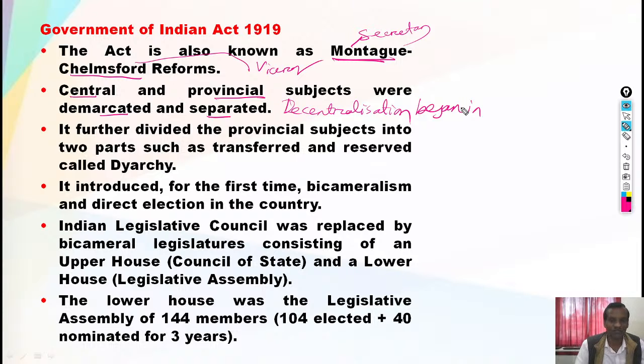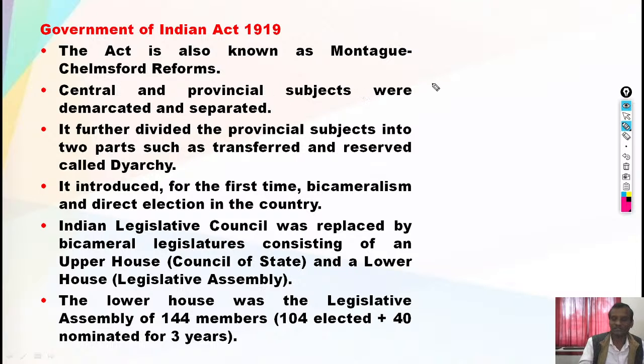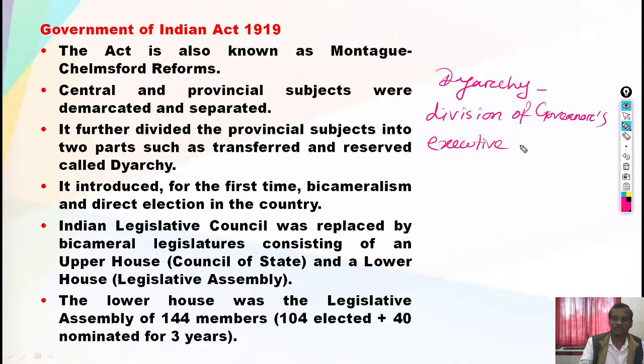Okay. Provincial subject into transfer subject and reserved subject called diarchy. It introduced diarchy. तो diarchy क्या होता है? Diarchy का मतलब that is diarchy. Diarchy means division of governors. Governor means provincial जो राज्य में थे, governors, executive powers into reserved and transfer.